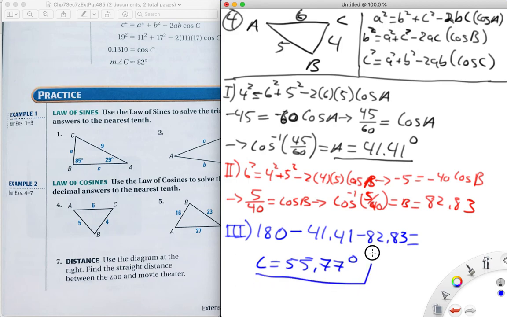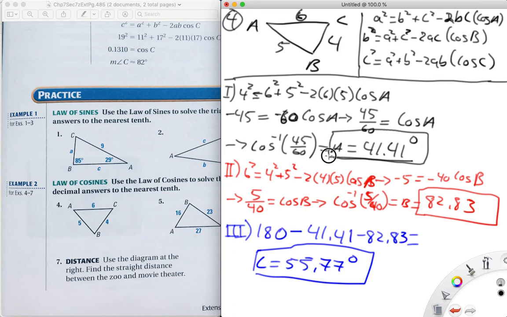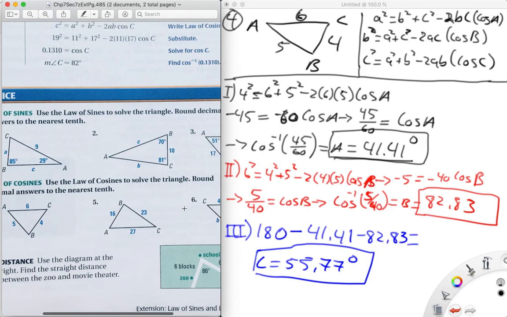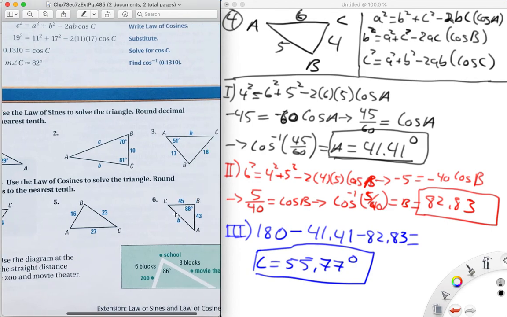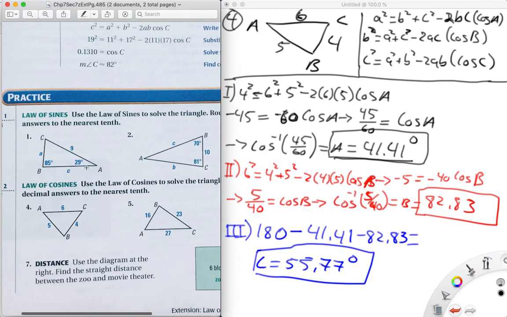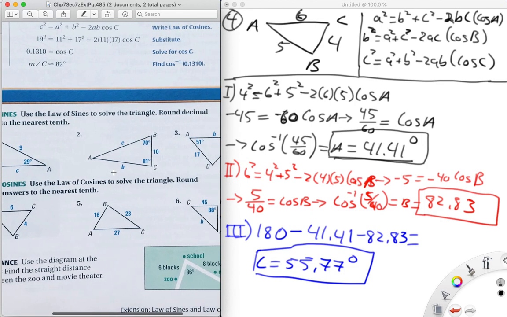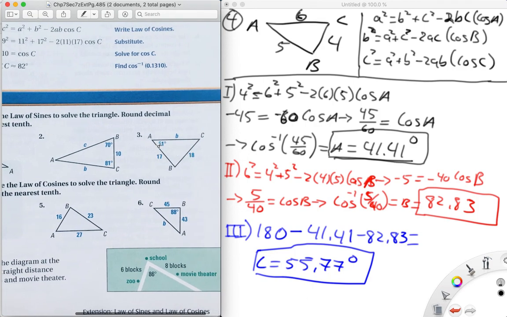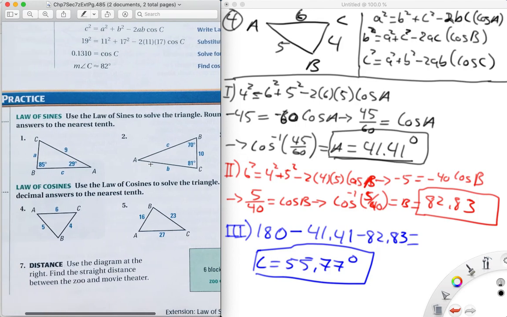So I have this guy, this guy, and this guy. Again, using law of cosines. The reason why I use law of cosines is because I have three sides, or two sides where the angle is included. And again, two angles and a side opposite of one of those angles, or two angles and the side included, or two sides and an opposite angle will give me law of sines.